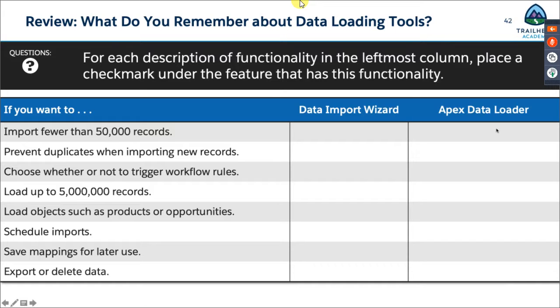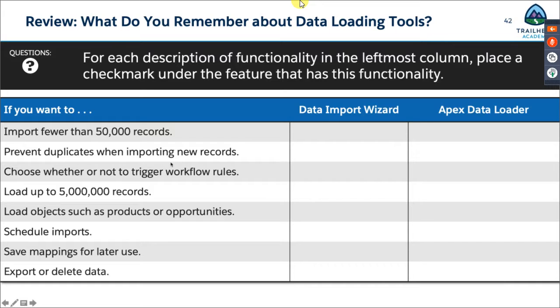So if you wanted to import fewer than 50,000 records, you can use the data import wizard, and you can also use data loader. Data import wizard has a maximum of 50,000 records. Data loader, I think, loads up to 5 million records. Now, that is not a limitation on the APIs. That is a limitation on the actual data loader tool. So any API tool could potentially load a lot more than those records.